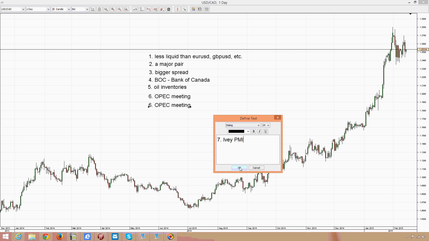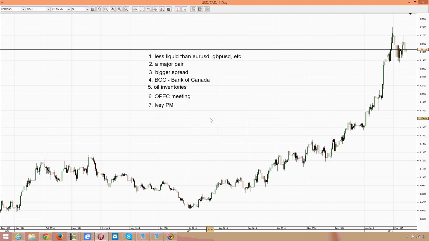And it is important because it is compared with the 50 level like any PMI, and it implies that a bullish stance for the economy would be above 50, bearish below 50, and therefore the Bank of Canada will come to cut the interest rates or to raise the interest rates if the economy is going alright or not.